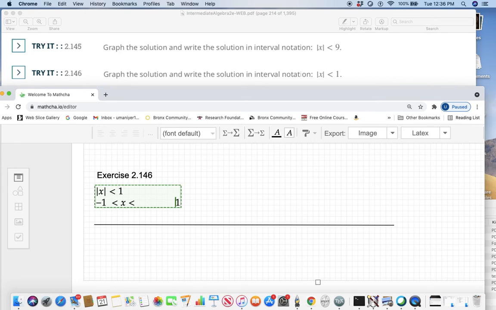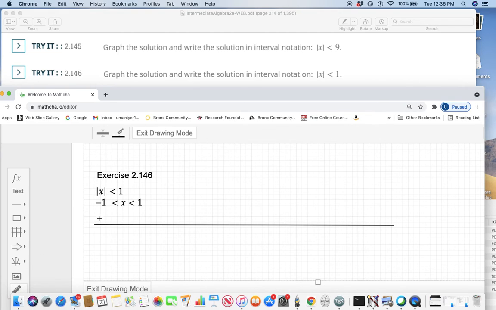That's it. Okay. So the graph of this inequality is, draw the number line. Somewhere to the left is negative 1. Somewhere to the right is positive 1. Negative 1 is not included, so it's an open point. 1 is not included, so that's an open point. x is between the two. That's the graph.